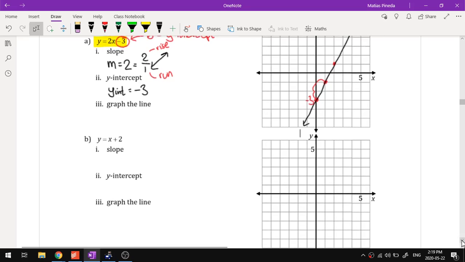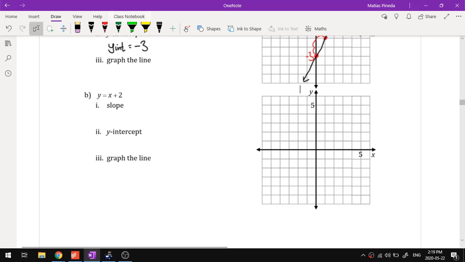And B, our slope coefficient in front of the x is an invisible 1. So our slope is going to be 1. Our y-intercept is positive 2.